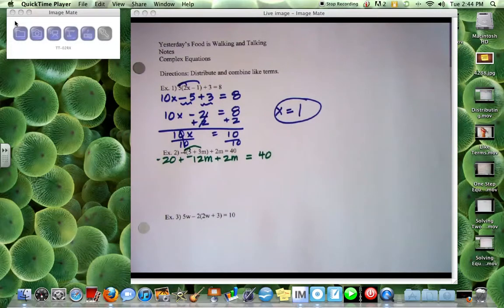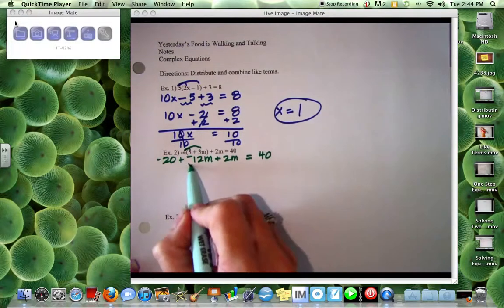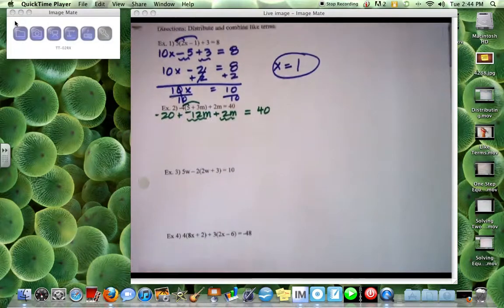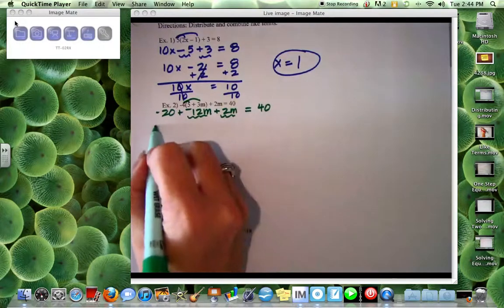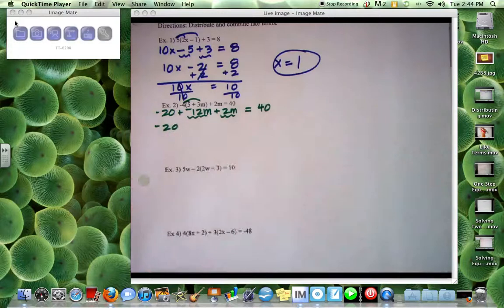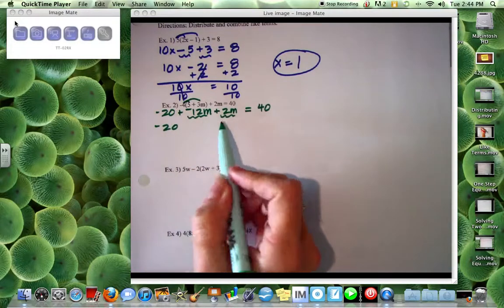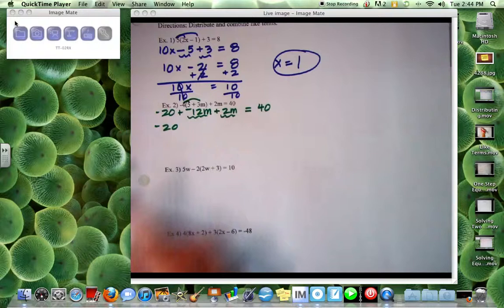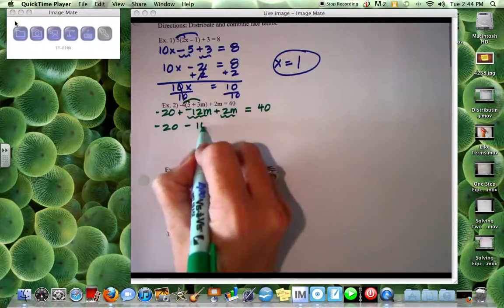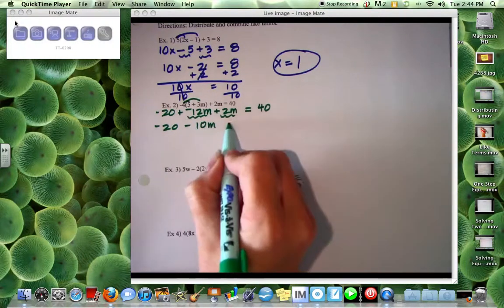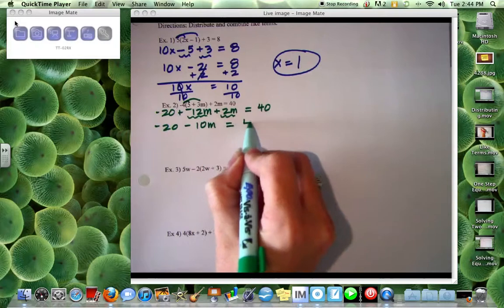Now we need to look for our like terms. And what we have that's alike, the negative 12m and the 2m. Bring down your negative 20. Combine the negative 12m plus 2m. That gives us negative 10m. We've combined our like terms, so bring down the equal sign and 40.